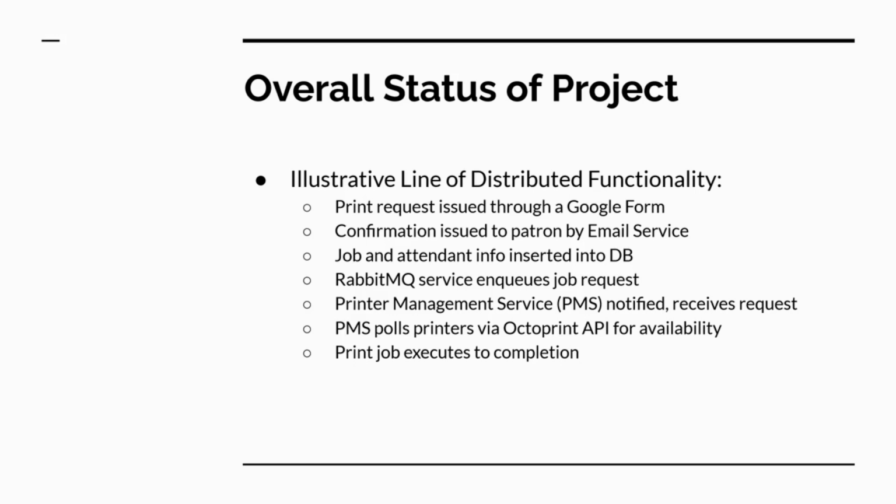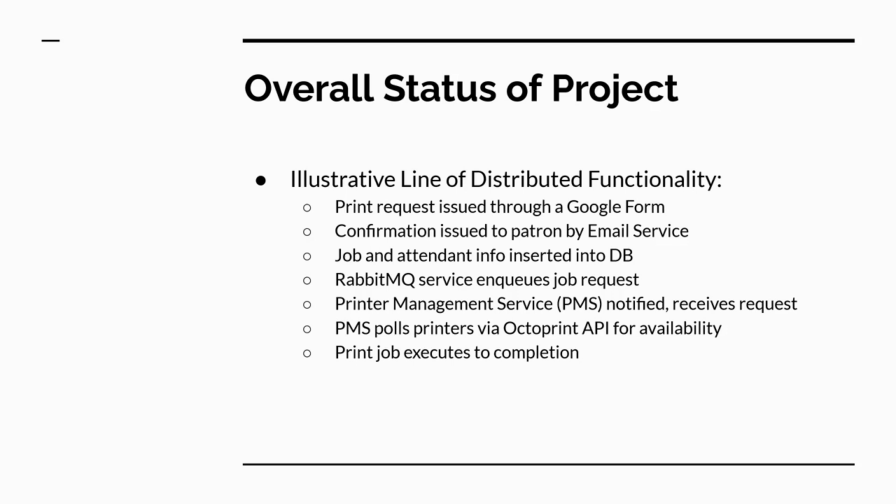So, a print request can be issued through the Google form that we've developed, at which point a confirmation will be issued to the email that utilized this Google form. So, in the real world, this would be the patron. The job and attendant info, for example, the JID, which is uniquely generated by us on the back end, will then be inserted into the database to track this state change.